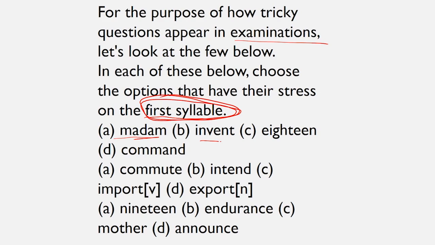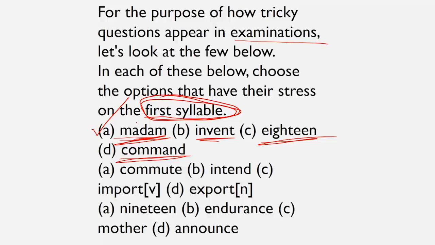You know that we are looking for the stress on the first syllable. This word cannot be invent. This cannot be 18. This cannot be command. And this cannot be madam, but madam. That is why A is the correct answer. So for this word, it is madam. But in this part of the world, we often pronounce it as madam. This is not the proper thing. The right thing is madam. That is why the stress for it is on the first syllable here. If it's to be written out, it's something like this.